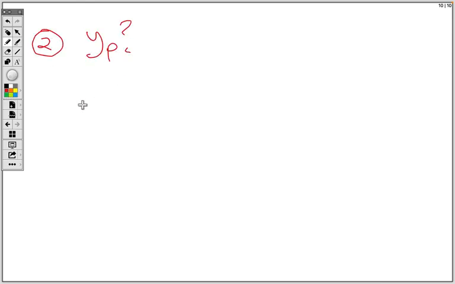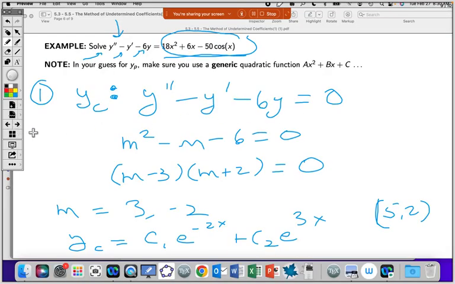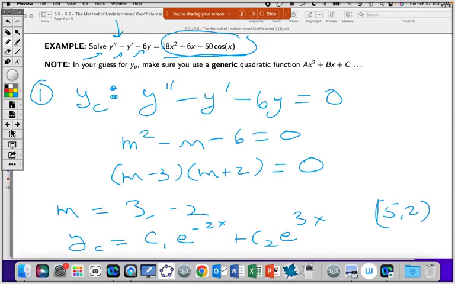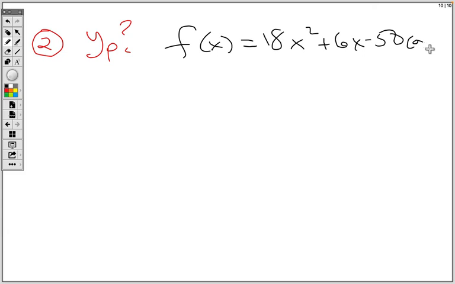We want to know what the yp is. So we're going to look at the f of x. So the f of x is 18x squared plus 6x minus 50 cosine x. Right? So let's guess the yp. So once again, you see we've got a polynomial part and we've got a cosine part.